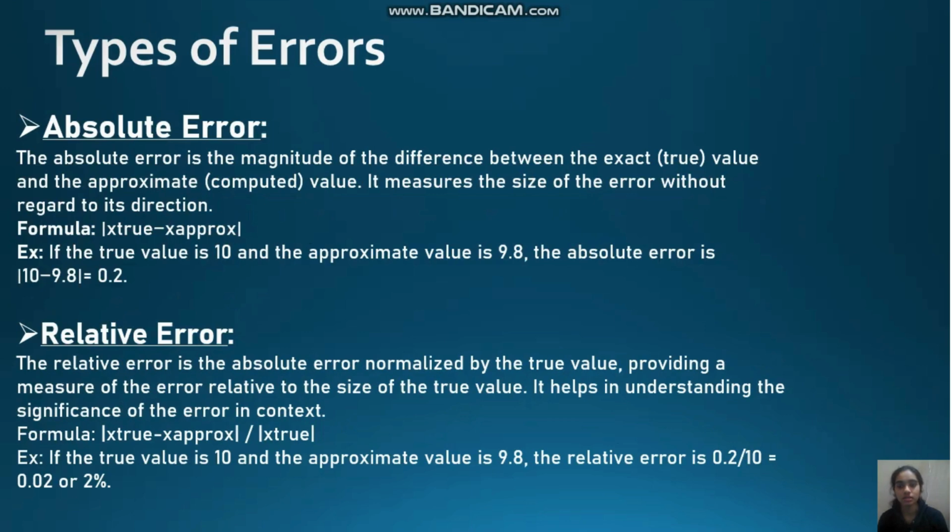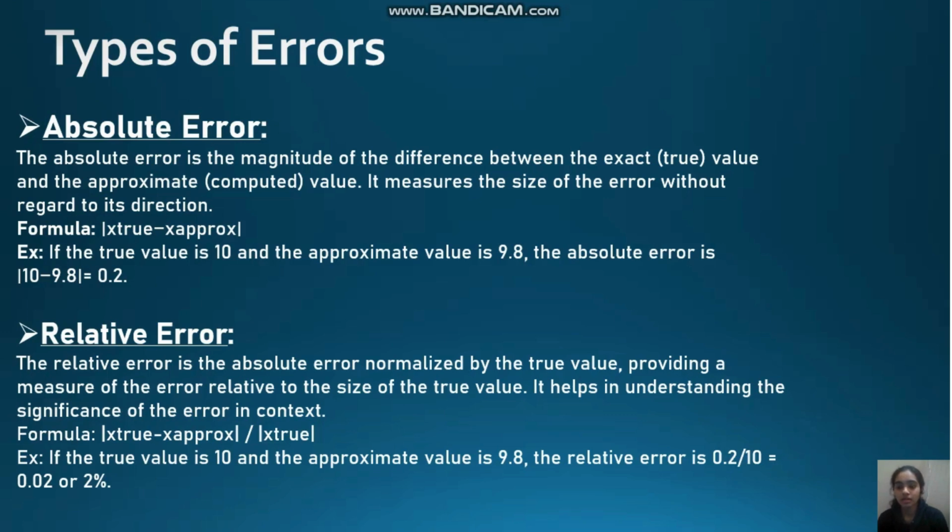The next error is absolute error. The absolute error is the magnitude of the difference between the exact value and the approximate value. It measures the size of the error without regard to its direction. Example, if true value is 10 and the approximate value is 9.8, the absolute error is magnitude of 10 minus 9.8, which is equal to 0.2.